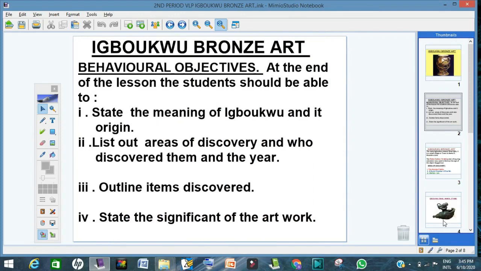So what is our stated objective? At the end of the lesson, we should be able to: 1, find out the meaning of Igboukwu and its origin; 2, list out areas of discovery, who discovered them and in what year; 3, outline items discovered in Igboukwu; and 4, state the significance of the artwork of the Igboukwu people.